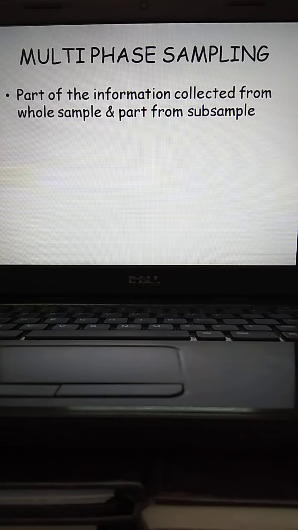So under the multi-phase sampling method, a sample will be selected and information will be gathered from that. But again, from that sample, a subpart will be collected for probing some other information. A sample within the sample will be investigated. Such a kind of method is known as the multi-phase sampling method. So these are the various methods under random probability sampling methods.